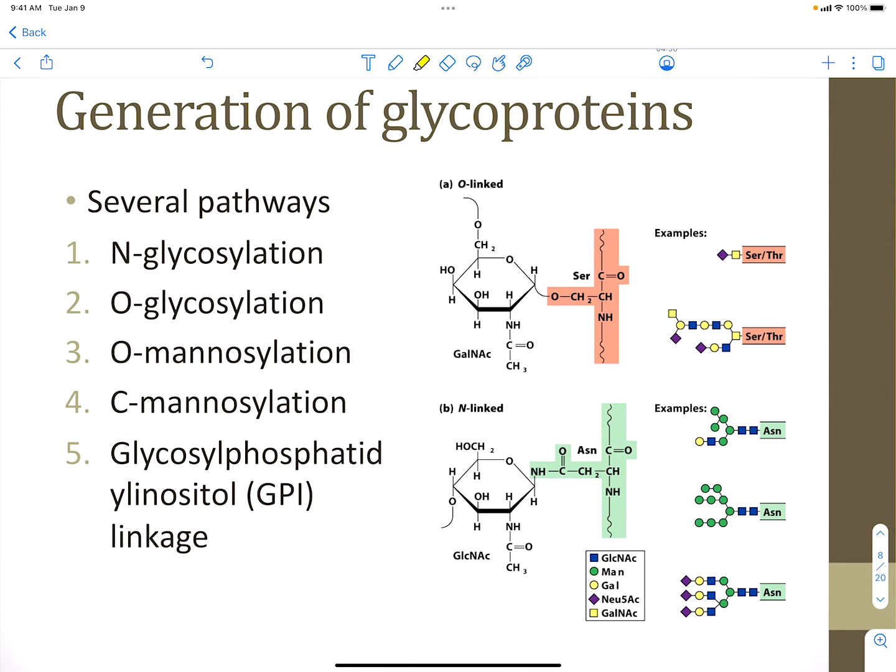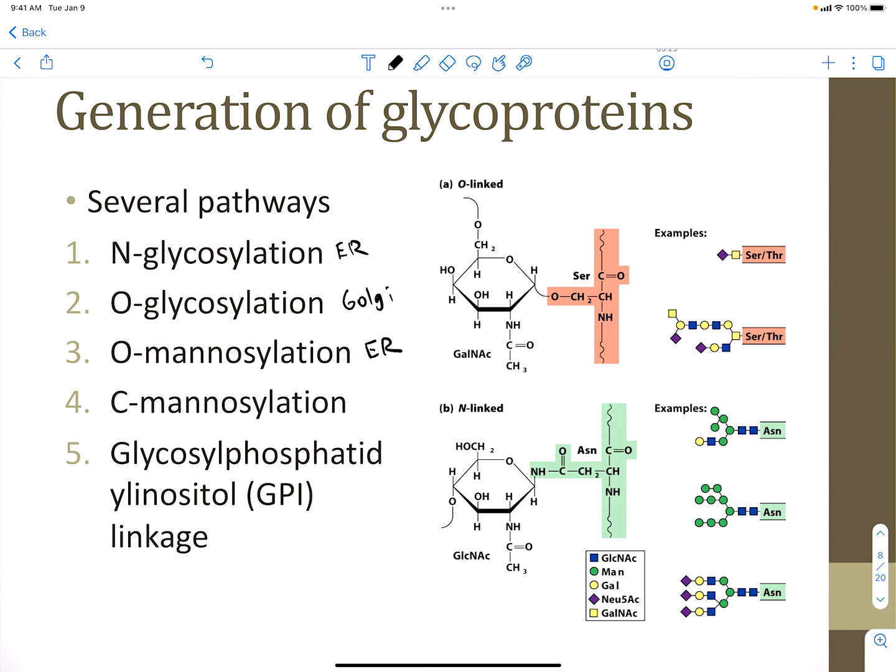All right, so in the generation of glycoproteins, there's a few different steps that can be taken. We'll talk about some of these. We have N-glycosylation, which is going to occur in the ER. O-glycosylation is going to occur mostly in the Golgi. O-mannosylation is going to occur in the ER as well. C-mannosylation can occur in the cytosol.